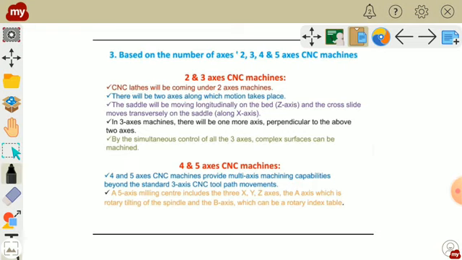Okay, 4 and 5 axis CNC machines provide multi-axis machining capabilities beyond the standard 3 axis CNC toolpath movements. A 5-axis milling center includes the 3 axes X, Y, Z, the A axis which is rotary tilting of the spindle, and the B axis which can rotary index the table. Okay.